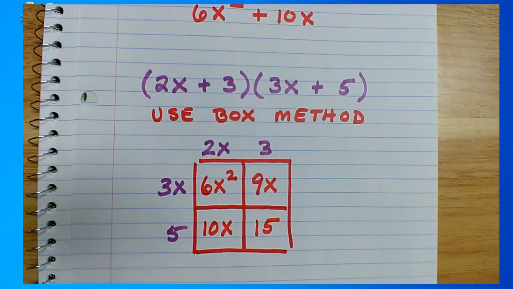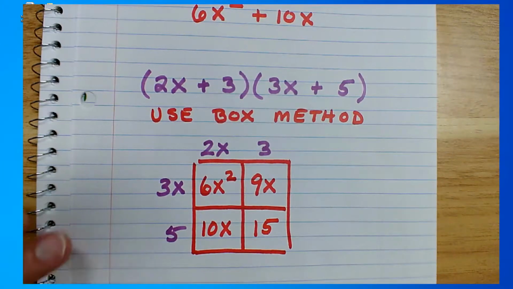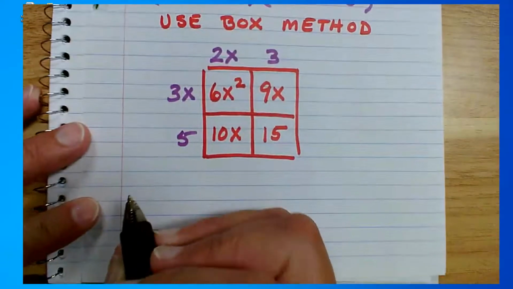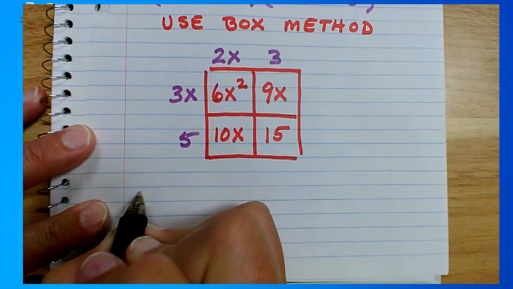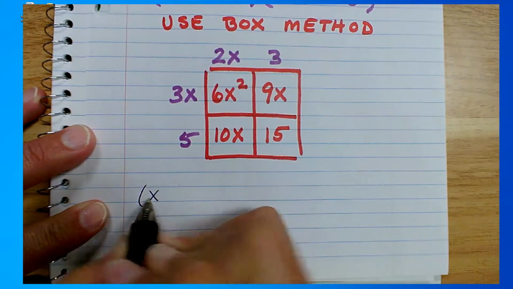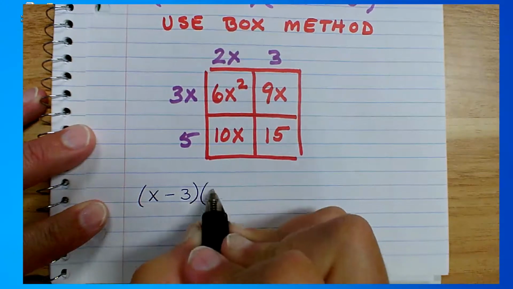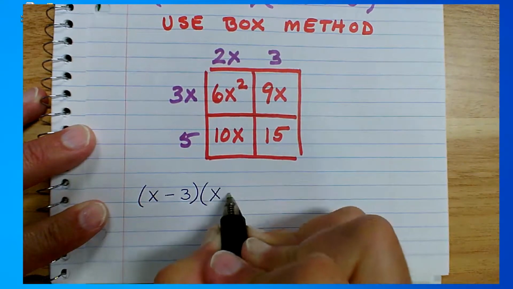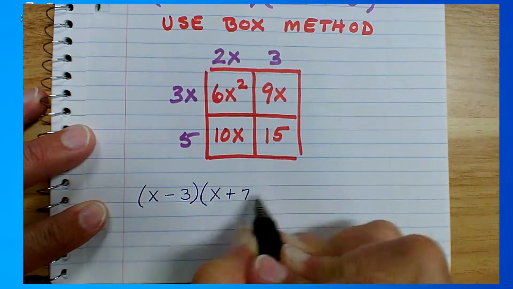We're going to try another one, but this time I'm going to throw in some negatives. We're not fully done with this, but for this part of it, for part 2, we're going to stop right there. Here's our next one. I think I can fit it on this. We're going to go with, let's do, x minus 3, x plus 7.